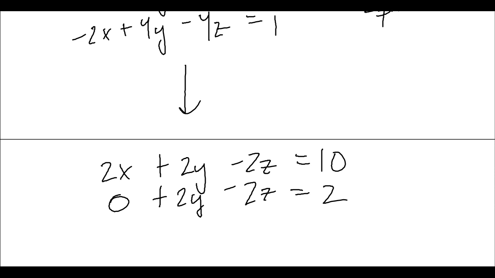I apologize. So when I add 2x to negative 2x, I get 0. When I add 2y to 4y, I get 6y. And when I add negative 4z to negative 2z, I get negative 6z. And then I'm adding 1 to 10, so that'll be 11.